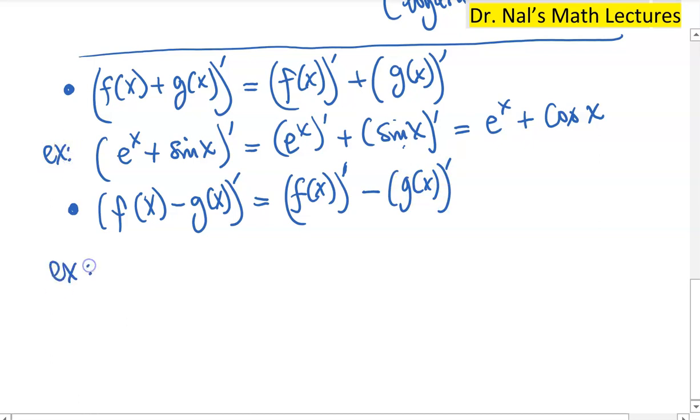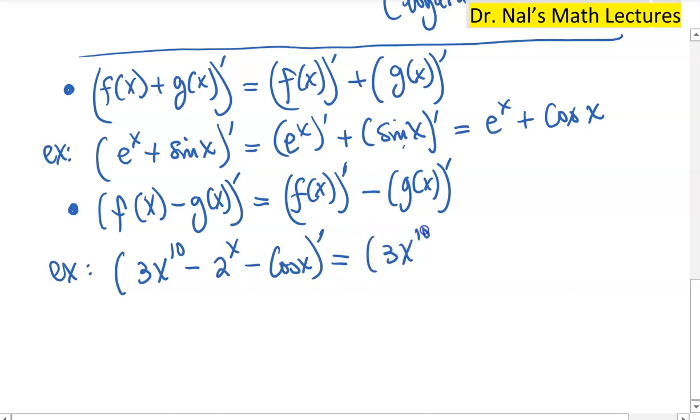So for example, suppose we have 3x to the 10th power minus 2 to the x minus cosine of x. There you go. You want to find the derivative of that. Very easy. All you do is take the derivative of 3x to the 10th power, minus the derivative of 2 to the x, minus the derivative of cosine of x, each of these individual expressions.